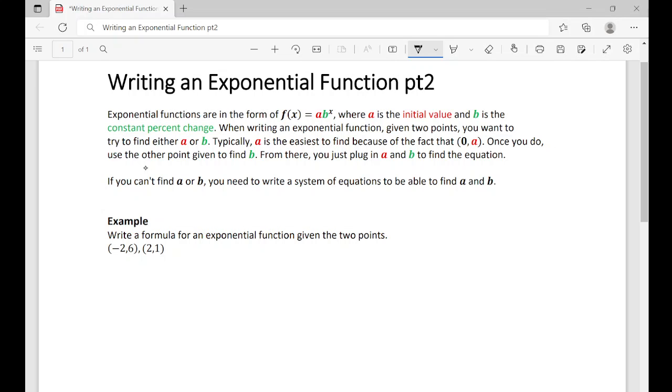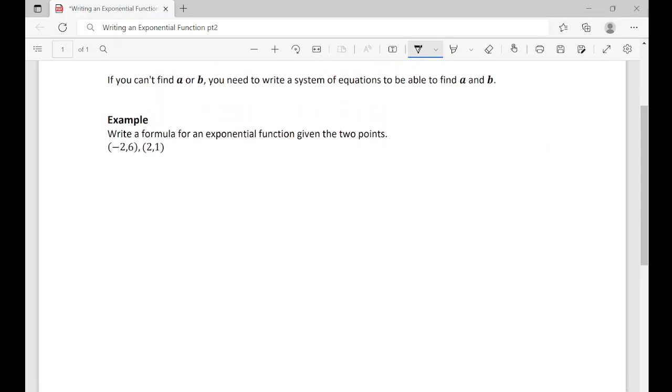Once you find that, then you can just take the other point that you're given to find b, and from there just plug in a and b to find your equation. However, if you can't find a or b off the bat, you need to write a system of equations to be able to find a and b, which is what this is going to be.